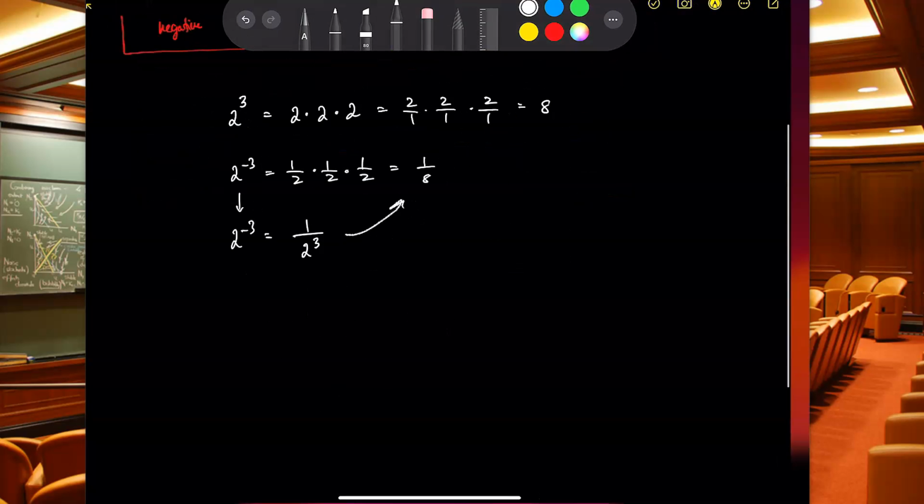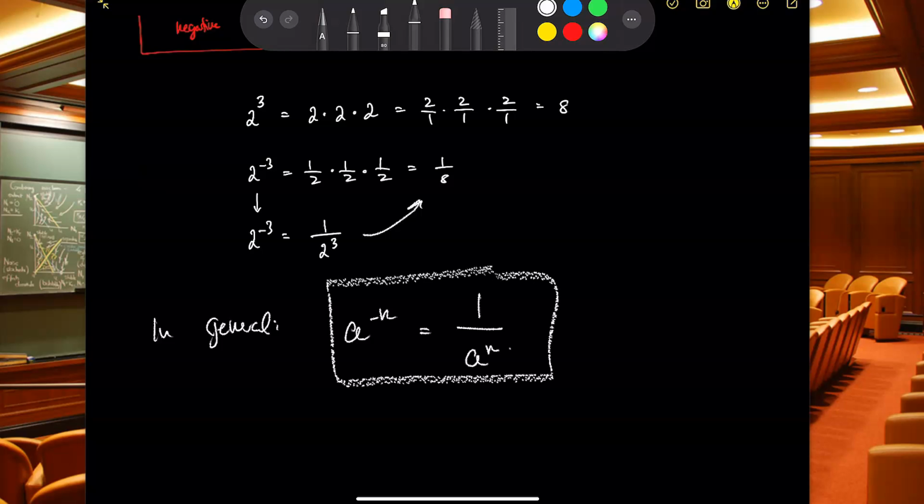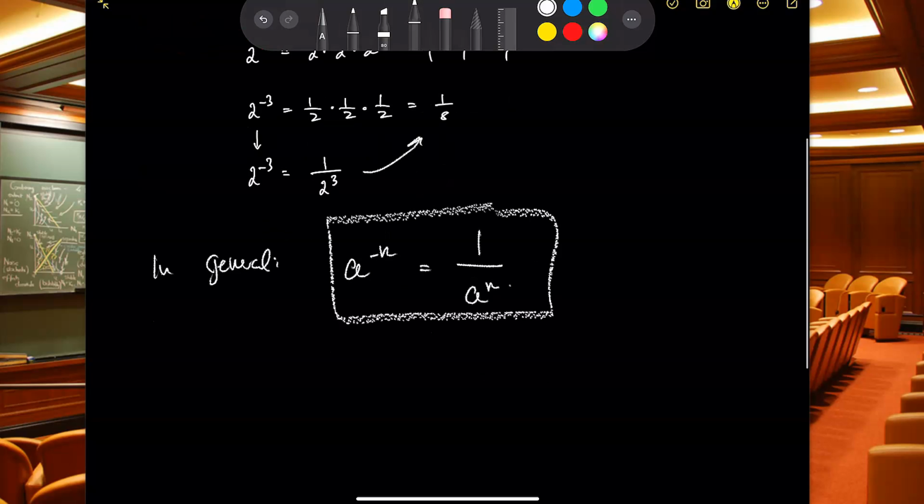So in general, a to the negative n equals 1 over a to the n. This is an important one to have down. And again, as an example, 3 to the negative fourth power equals 1 over 3 to the fourth, which is 1 over 81. Sometimes it's helpful to have a concrete example right next to a definition. So that's what that means.